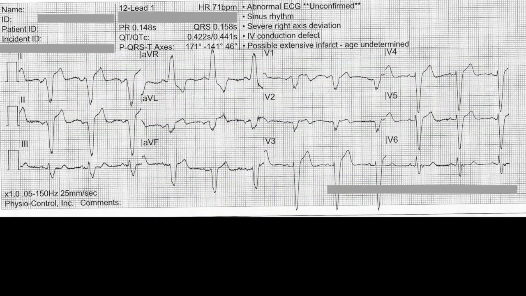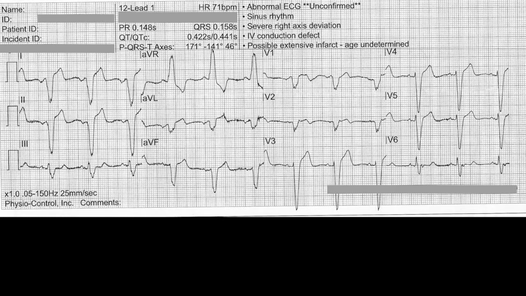This is a pre-hospital EKG. Take a peek here and pause the video, see what you think. I've gone ahead and left on the computer annotations just for the fun of it. See what you think, and start the video again when you have come up with an interpretation. All right, hopefully that's given you enough time. Let's look at this EKG.